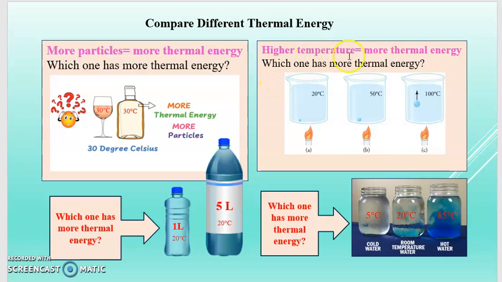The second is higher temperature equals more thermal energy. So look at this picture. Which one has more thermal energy? They have different temperatures: 20 degrees Celsius, 50 degrees Celsius, and 100 degrees Celsius. Of course, it's 100, because more temperature, more thermal energy.